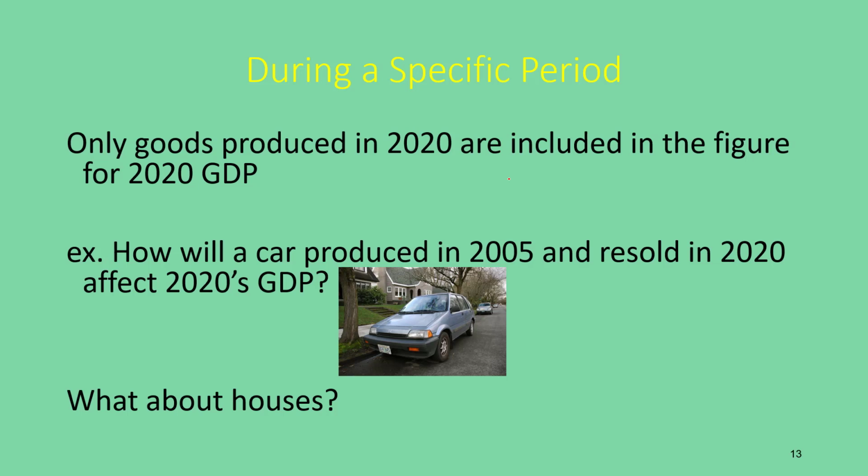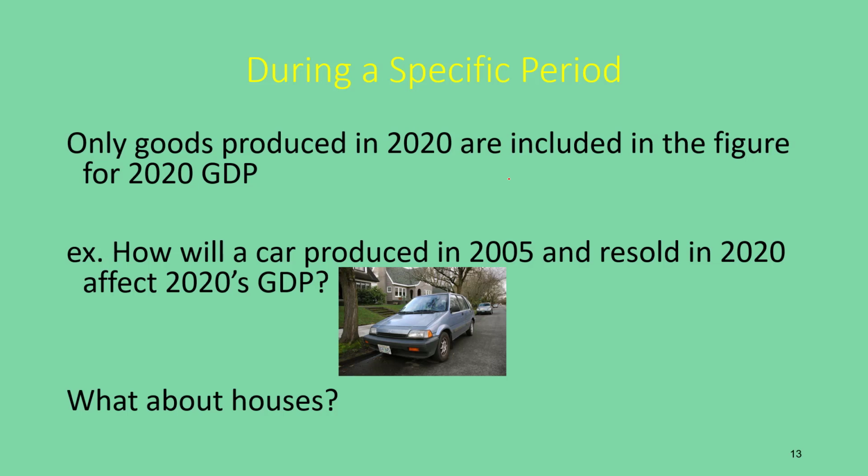Now, if that house is resold in, say, 2020, it would not be added to 2020's GDP, because the value of that production was already included in 2000's GDP when it was originally produced. Now, a lot of people ask, well, yeah, but what if the market value of that home increases?